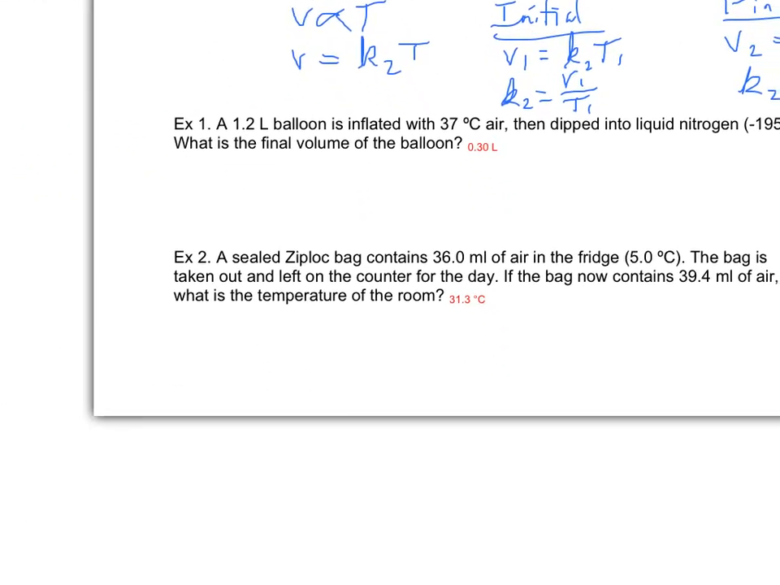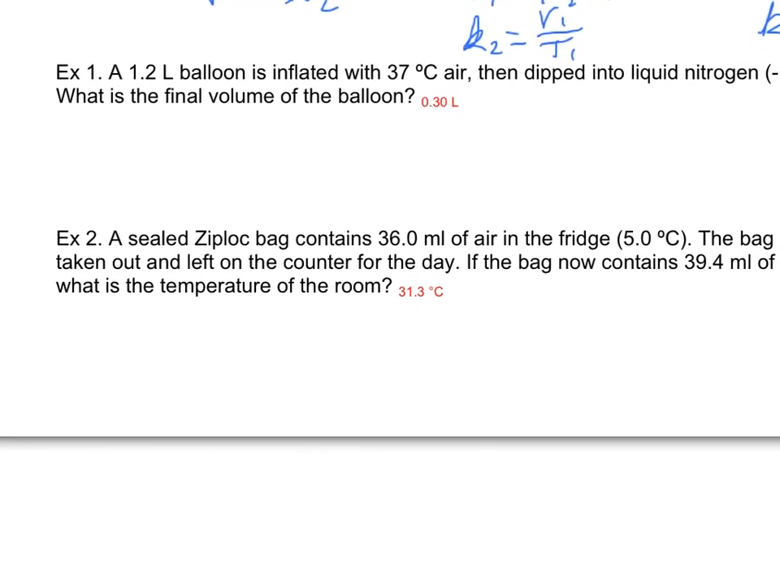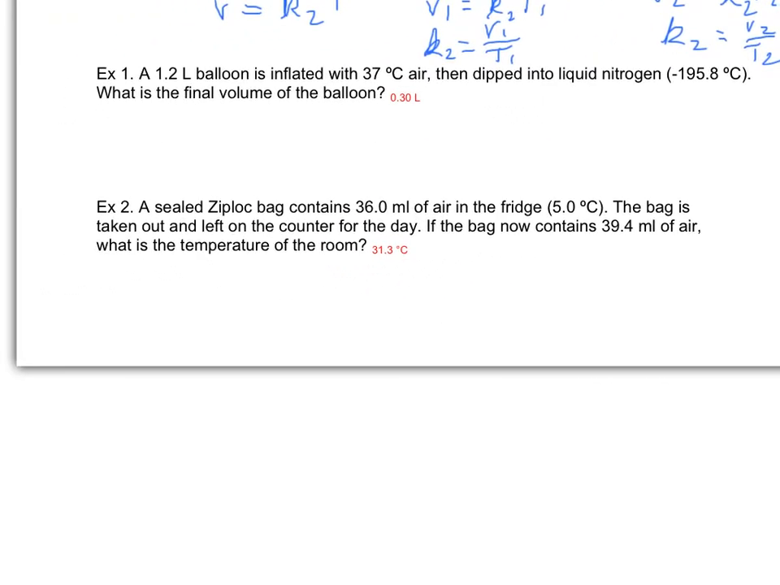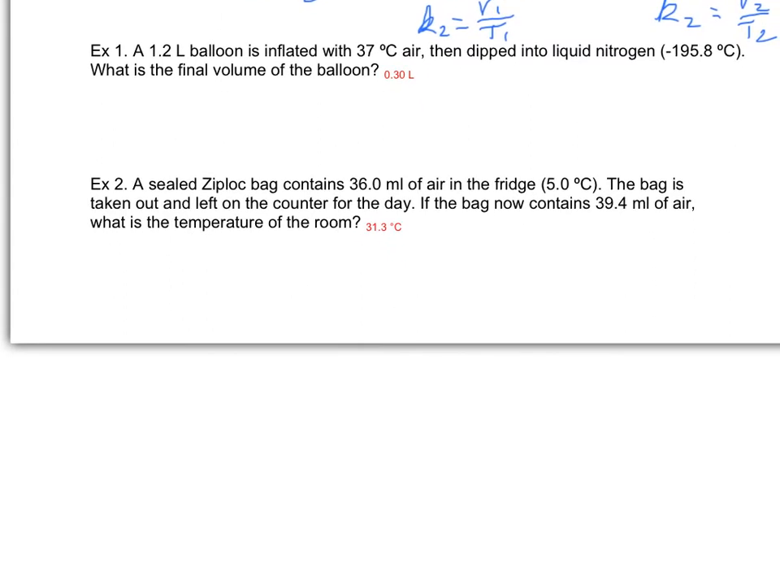Let's try out some Charles's law calculations. In example 1, we have a 1.2 liter balloon that's inflated with 37 degrees Celsius air. Then it gets dipped into liquid nitrogen, which is at minus 195.8 degrees Celsius, and we're asked to find the final volume of the balloon. Because I have two temperatures and one volume given to me, and I'm asked for a second volume, I need to use Charles's law. It's the only one with two volumes and two temperatures in it.